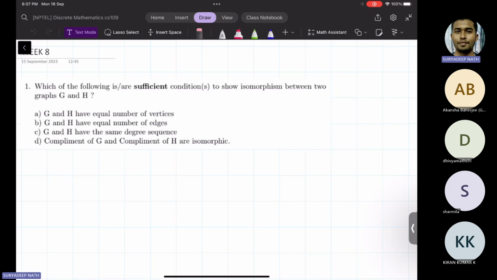Okay, so coming to the first question that we have. Which of the following is or are sufficient conditions to show isomorphism between two graphs G and H? So first, what is isomorphism? If we recall, what is isomorphism?